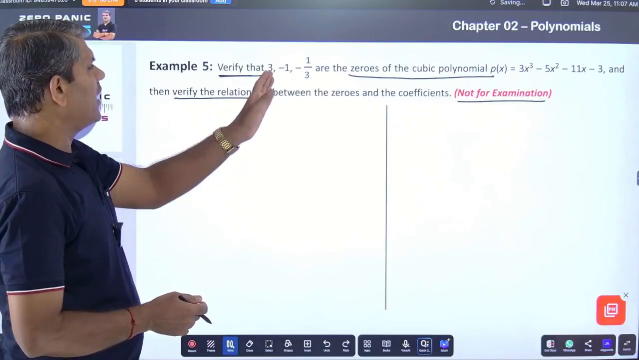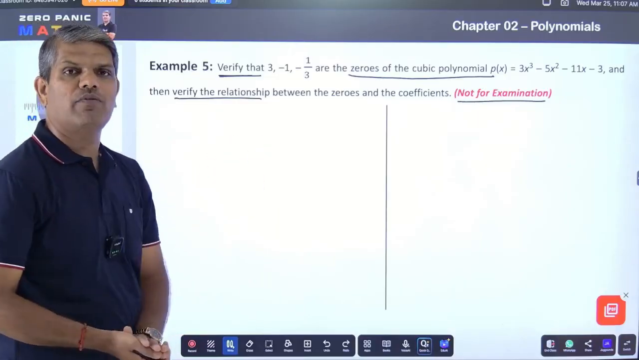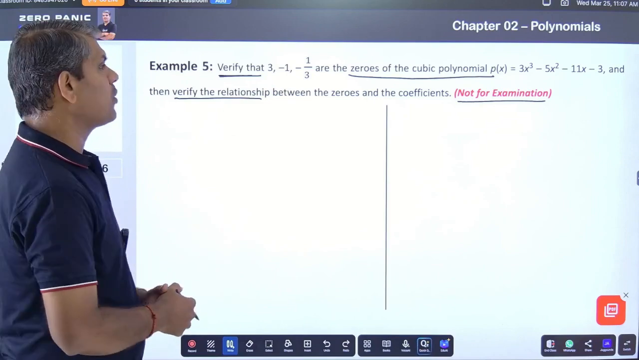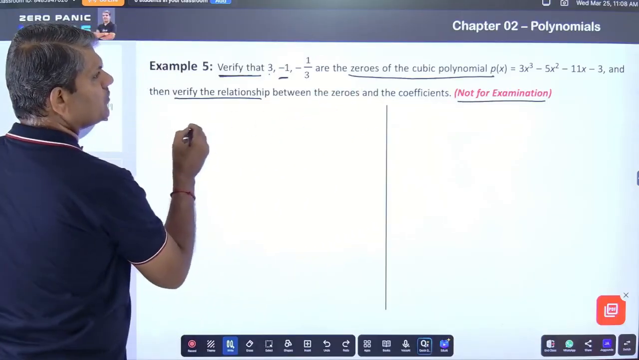Okay, I'm actually going to give you the hint to this problem. I'm not going to solve this problem. We don't want to waste the time here. We will see some of the exercise problems in this session only. Okay, let us continue.